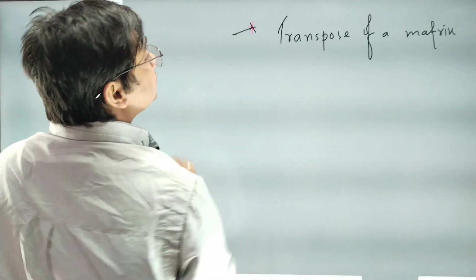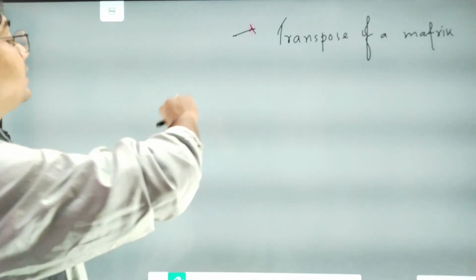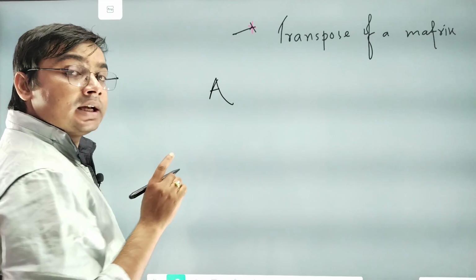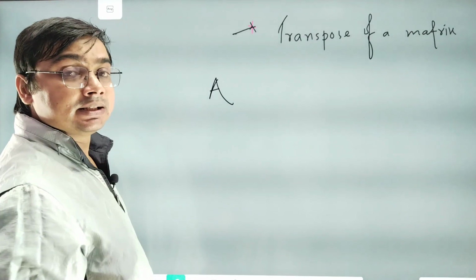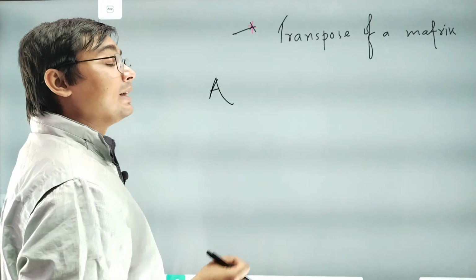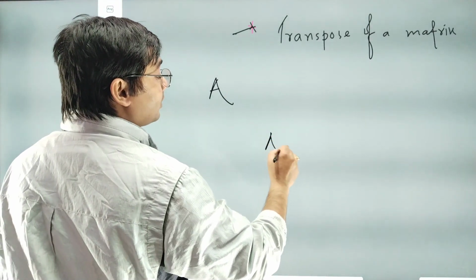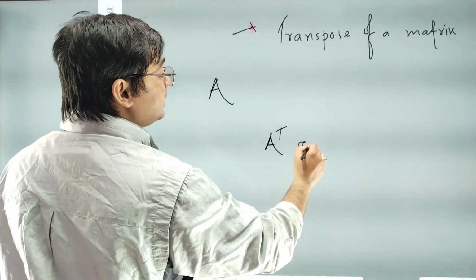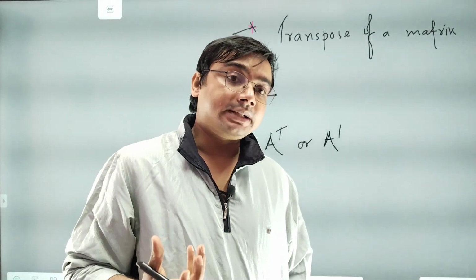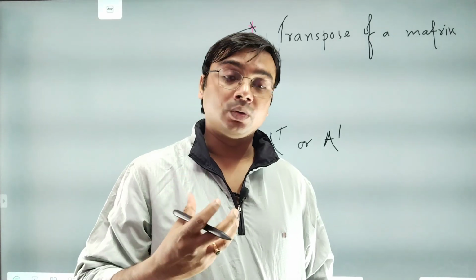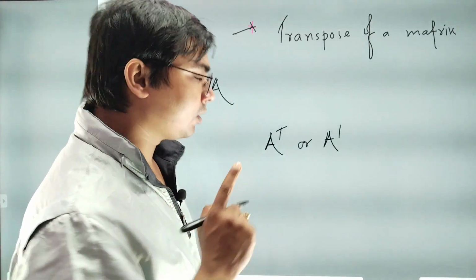Now you see the transpose of a matrix. This is also an important operation on matrices. Suppose a matrix A is there, and if we interchange all the rows and columns of this matrix, then you obtain a matrix, and that matrix is called the transpose of the matrix. The transpose of A is denoted by A^T or A dash. If we obtain a matrix by interchanging the rows and columns, then the resultant matrix is called the transpose of the original matrix.